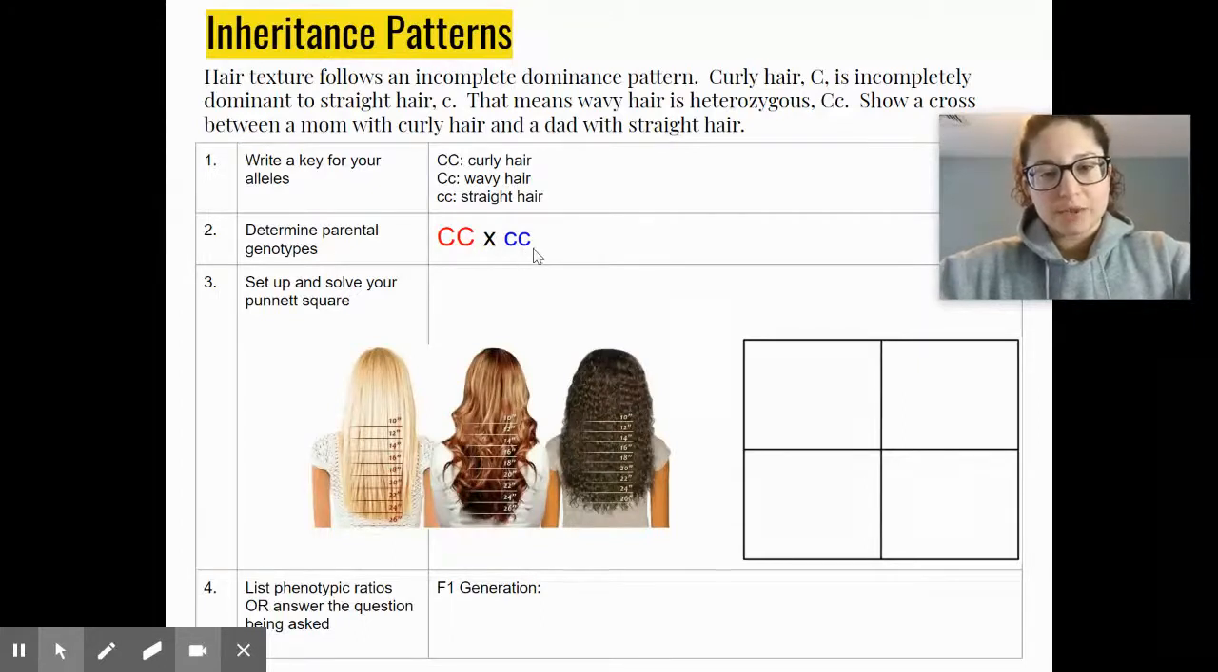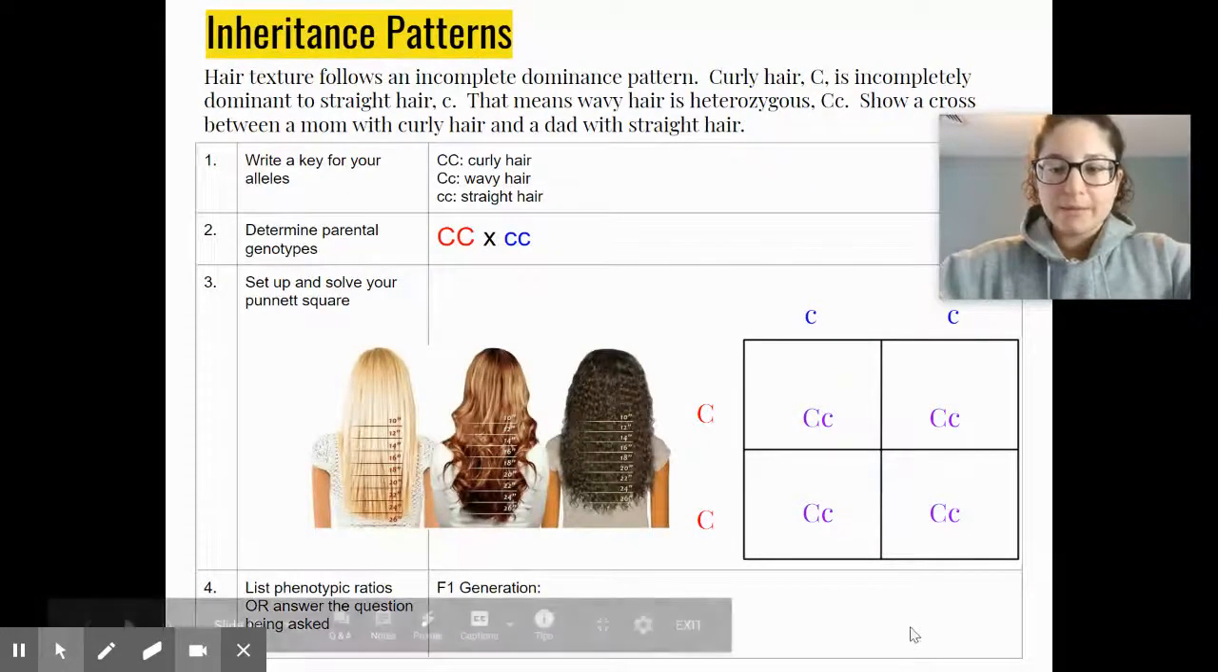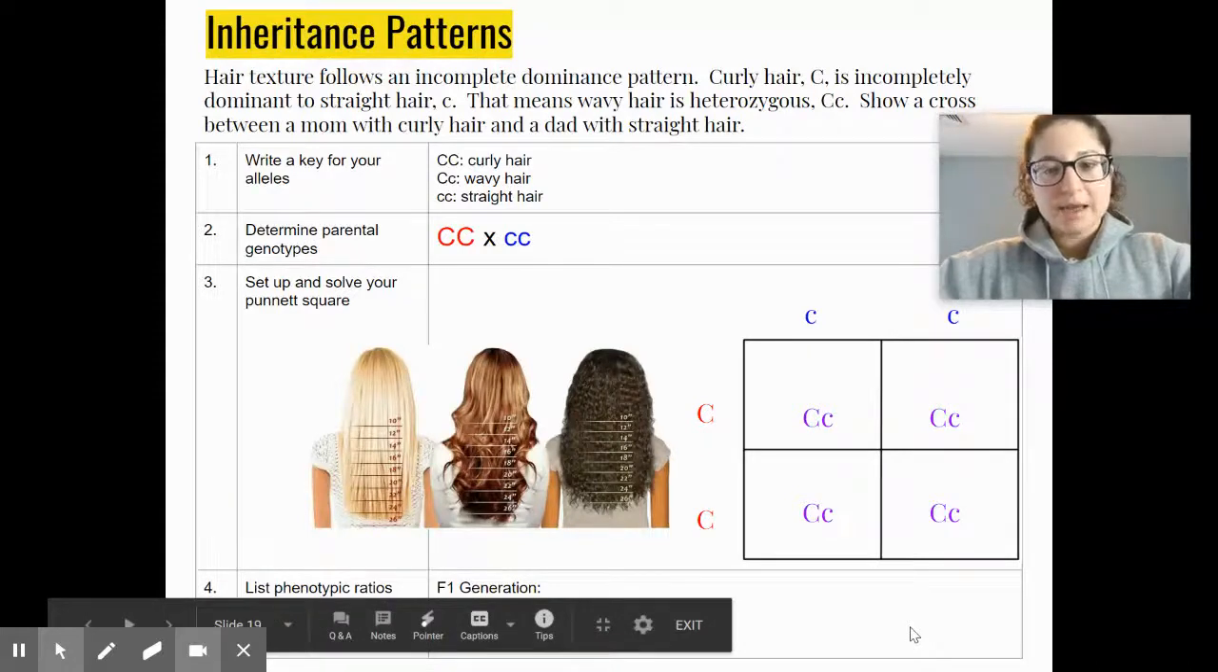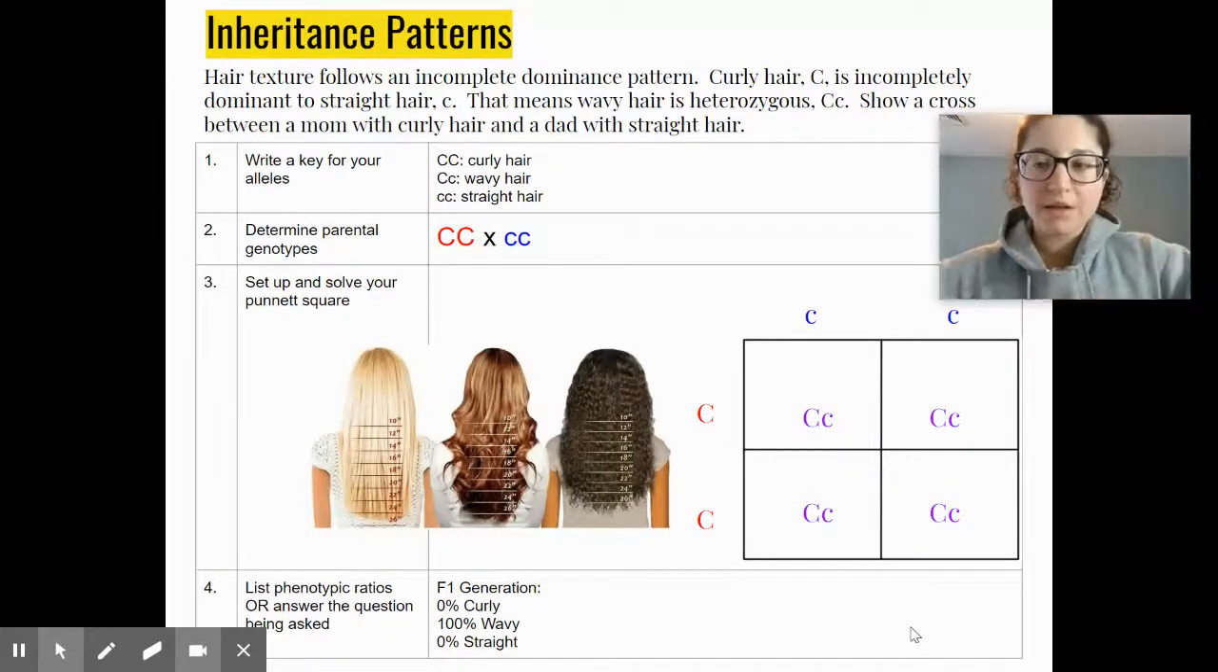So we're going to set up our Punnett square. We're going to take mom's genotype and write it down the side, and take dad's genotype and write it across the top. Then we're going to fill our Punnett square in. So big C, little c, big C, little c, big C, little c, and then big C, little c. So again, it's 100% big C, little c. It's 100% heterozygous. But remember, heterozygous in this case means wavy hair because of incomplete dominance. So we have a third phenotype. 0% is curly, 0% is straight. All of these offspring are wavy. So 100% wavy hair.